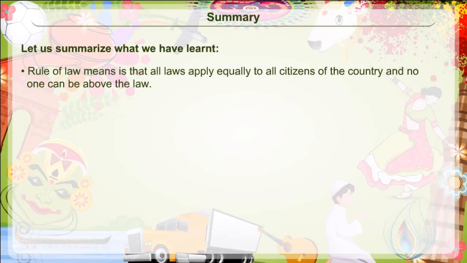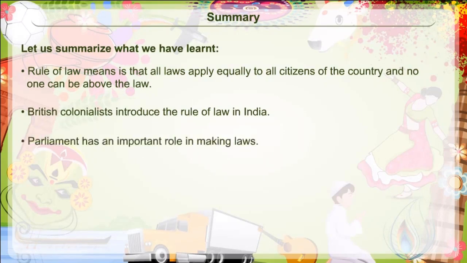Summary. Let us summarize what we have learned. Rule of law means that all laws apply equally to all citizens of the country and no one can be above the law. British colonialists introduced the rule of law in India. Parliament has an important role in making laws.